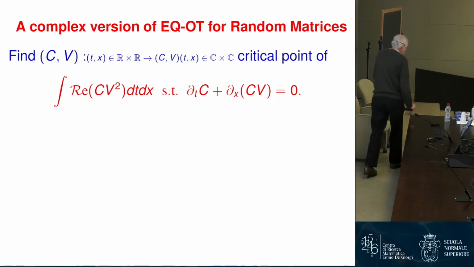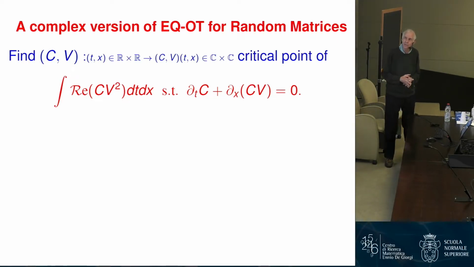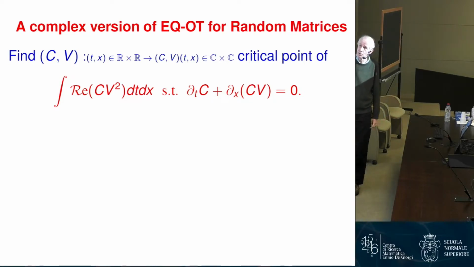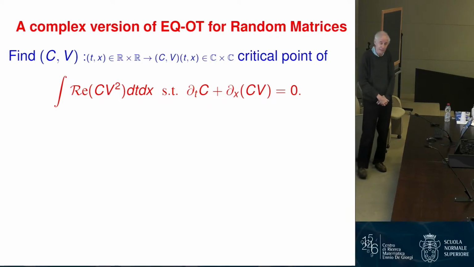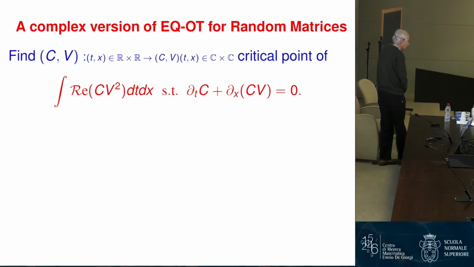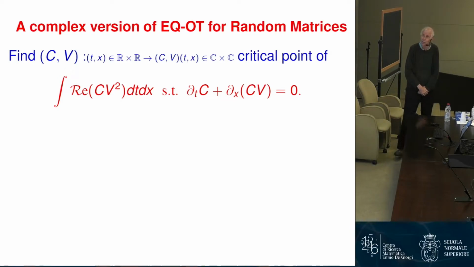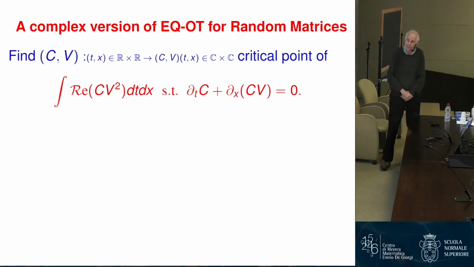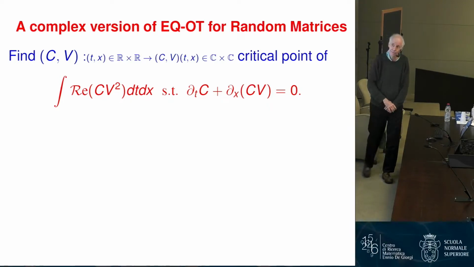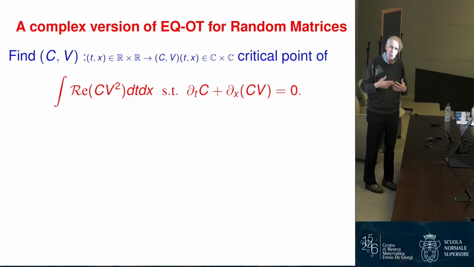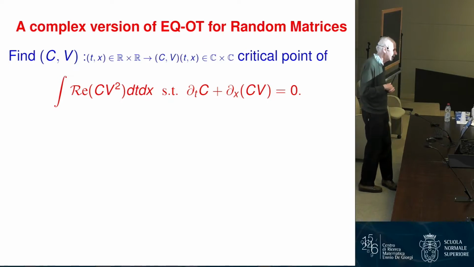So my first example is not related to standard mathematical physics, but rather to random matrices, because we can look at this Eulerian optimal transportation problem in the complex framework. So, for instance, we are looking, and let me do that in one space dimension, so we have what was denoted by rho, and let me denote it for some reason by C now.